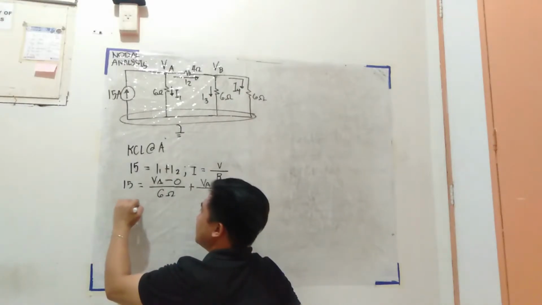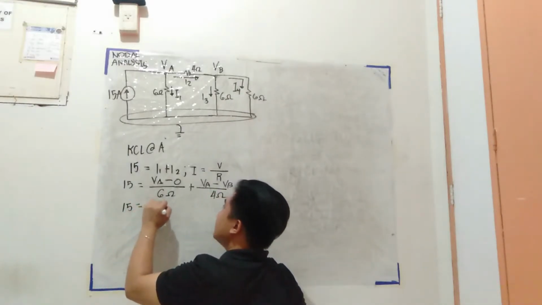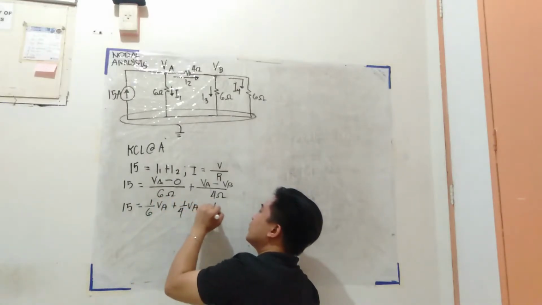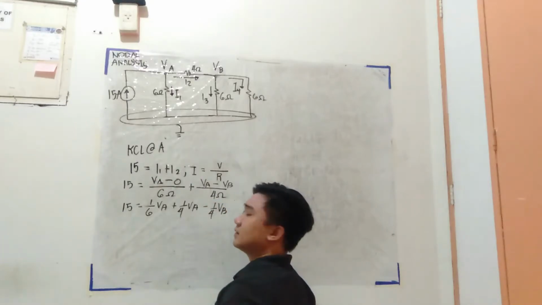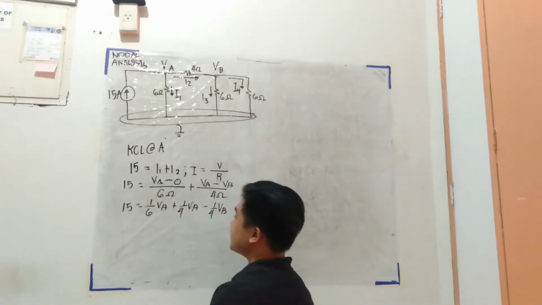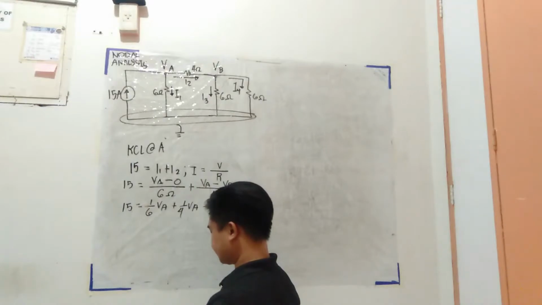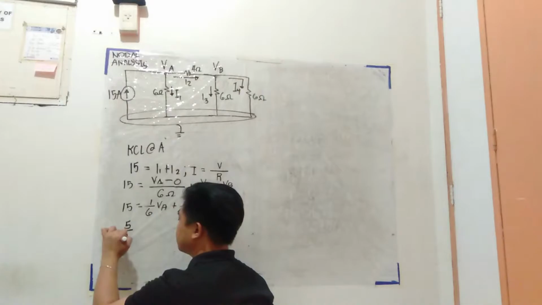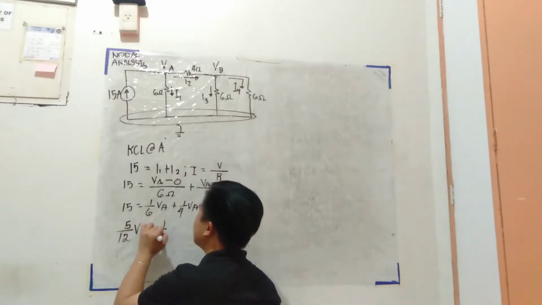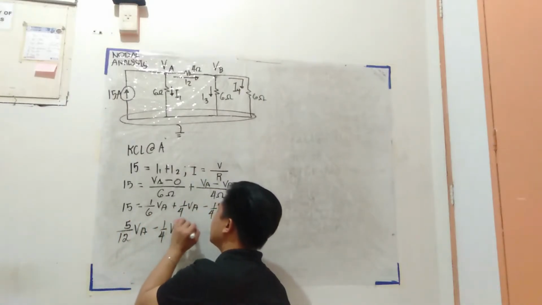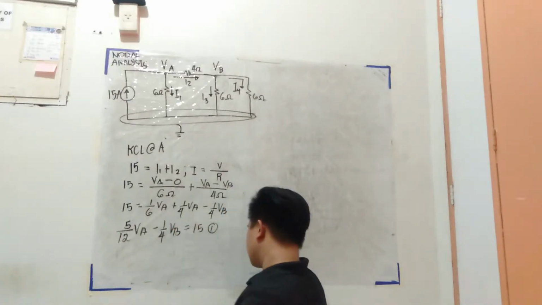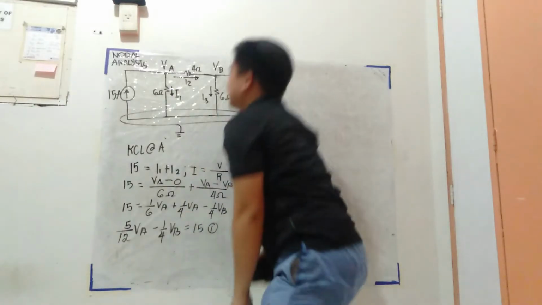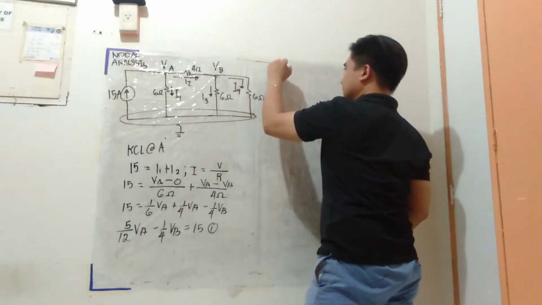So, 15 equals 1 over 6 VA plus 1 over 4 VA minus 1/4 VB. Okay? And then 1/6 plus 1/4. So that's 5 over 12 VA minus 1 over 4 VB equals 15. That's my equation number 1. Okay? And then, KCL naman at B.